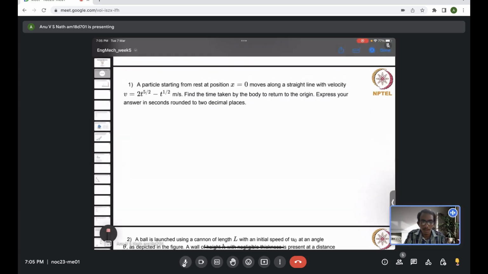So did anyone get the answer? Okay, so let me explain how to do it. So we had to use the kinematic equation dx by dt equal to v, where v is given as 2t raised to 5 by 2 minus t raised to 1 by 2 meter per second. Now if you just rearrange it, dx equals 2t raised to 5 by 2 minus t raised to 1 by 2 times dt.